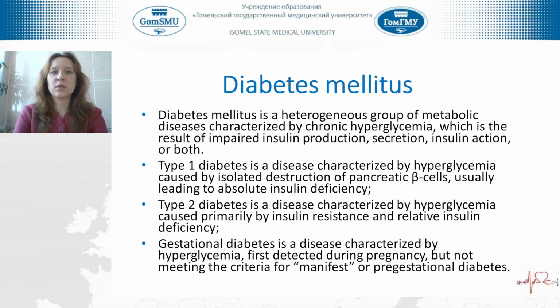Diabetes mellitus is a heterogeneous group of metabolic diseases caused by chronic hyperglycemia, which is a result of impaired insulin production, secretion, insulin action, or both.